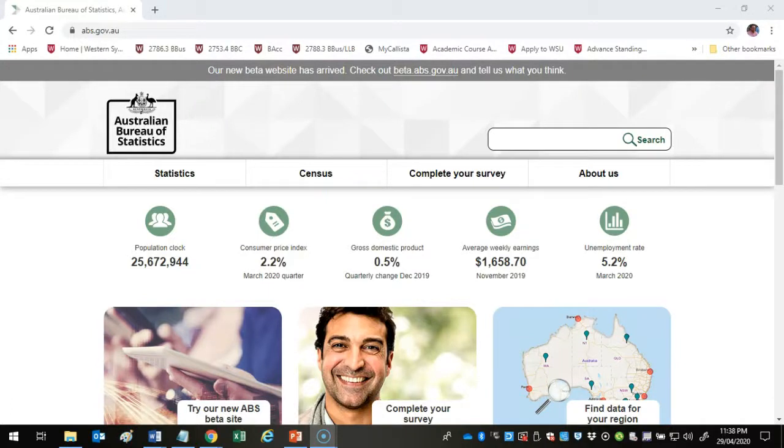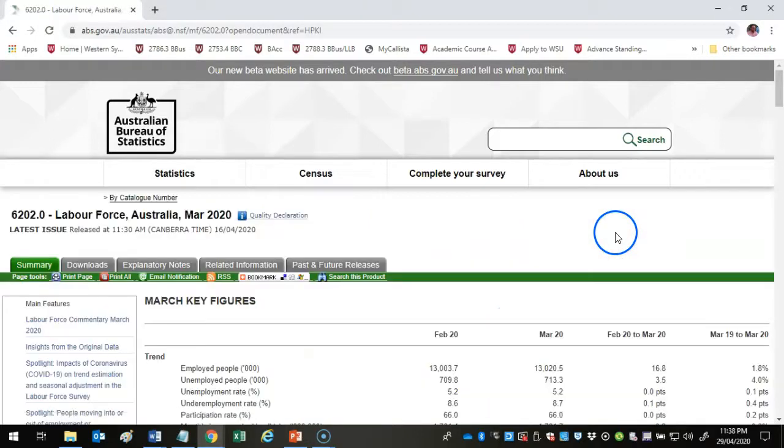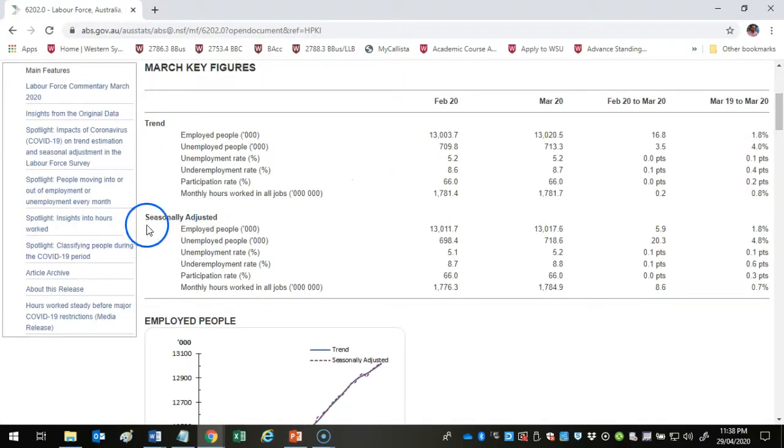So here we are at the Australian Bureau of Statistics website, and we want to find data that's about the labour force. So we've got unemployment here. If we click on this link, we're probably going to find information about the labour force. And that is indeed the case. We've got data that's trend data and seasonally adjusted data. There's not a huge difference between these, really.